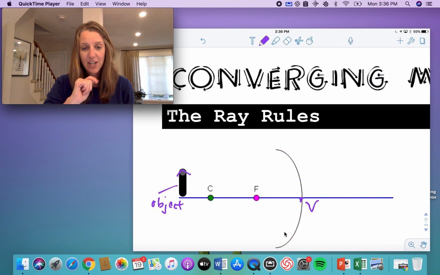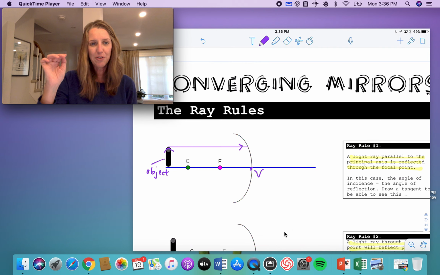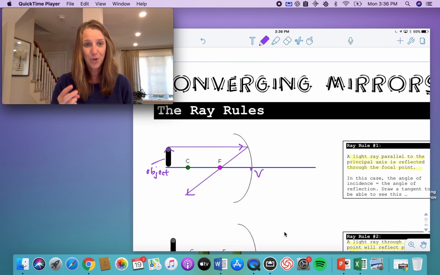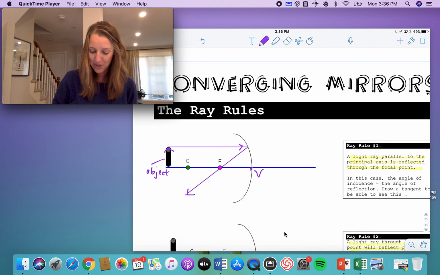You're going to show a light ray going through from the very top of the object, and then you're going to follow the incident ray and the reflected ray. So here we go. First one, incident ray that is parallel to the principal axis, do it as best you can, will get reflected through the focal point. There we go. That's the first ray rule. You're going to use two of them to figure out where that image is going to be when you shine light from an object, right? Object onto the mirror and reflect it. Incident ray, reflected ray. Let's move on to rule number two.